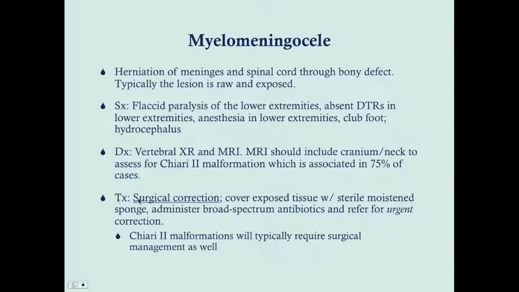Now for treatment, it's going to be surgical correction, as usual. You're pretty much treating this the same way as the meningocele, as far as we are concerned on the non-surgical end. So you'll cover this with a sterile moistened sponge, give them broad-spectrum antibiotics, and send them over for urgent correction. And then the Chiari-2 malformation will also typically require surgical management as well, because these babies will ultimately develop hydrocephalus, so they'll usually need a shunt.